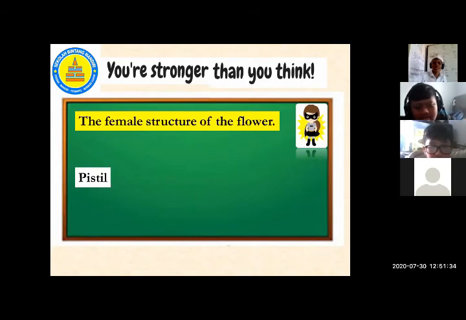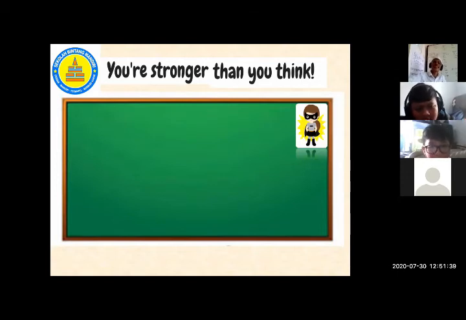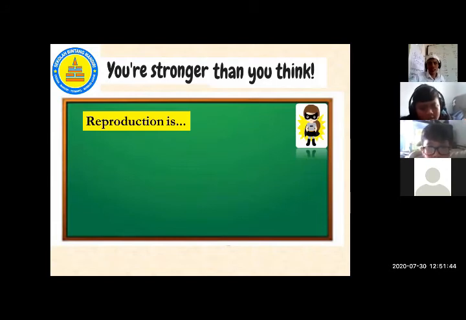Open the door, close the door. Okay, maybe we can make something new. What is this? Reproduction is?